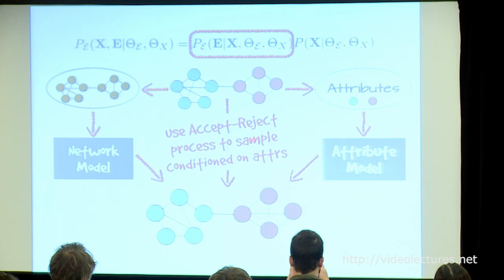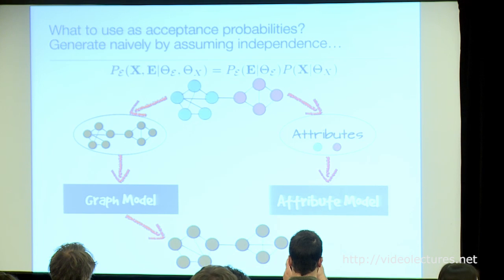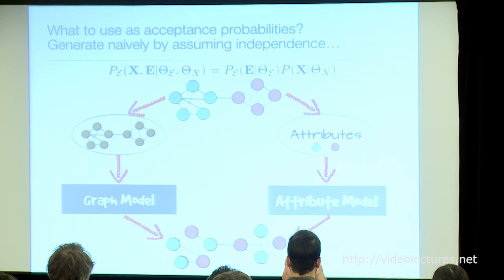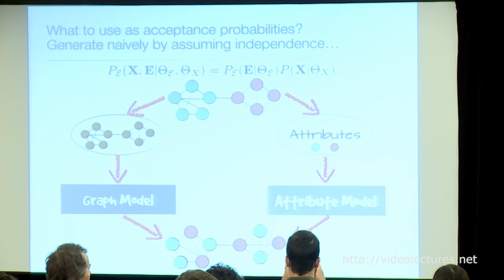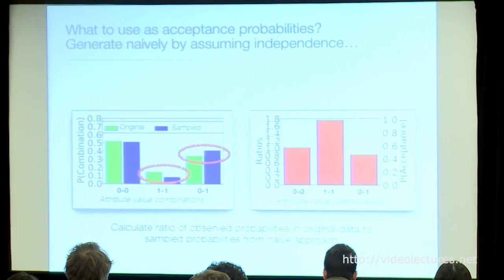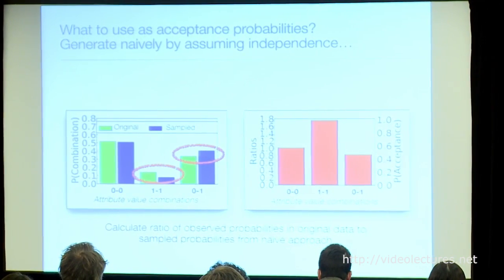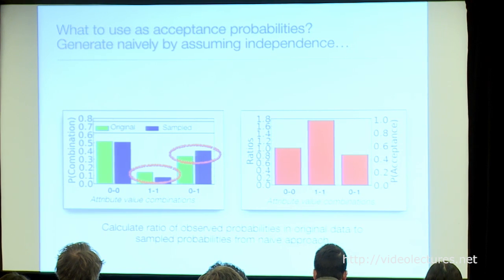So where do those acceptance probabilities come from? What we're going to do is generate data naively, as if we're assuming independence between the attribute model and the network model, and then we can calculate how often you see every type of combination, and then the ratio of what we expected to see in the original data and what we see in this naive approach that assumes independence. The difference between those two will be your accept-reject ratios.